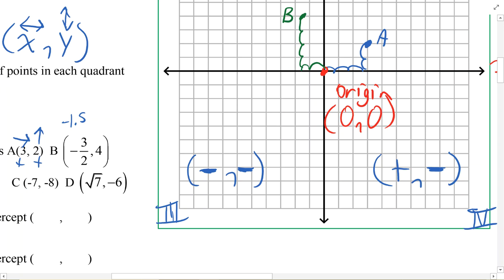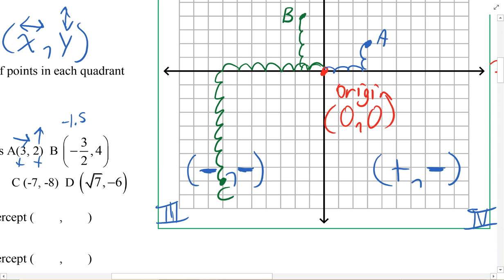Negative 7, negative 8, so then I'm going to be going left 7, 1, 2, 3, 4, 5, 6, 7, and then down 8. 1, 2, 3, 4, 5, 6, 7, 8. And right there, I'm going to put the point C.